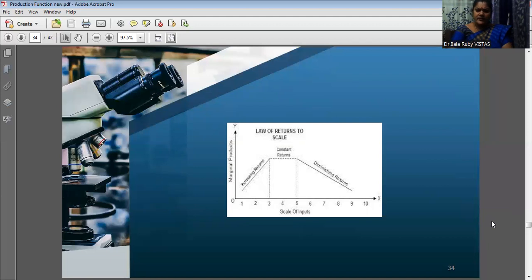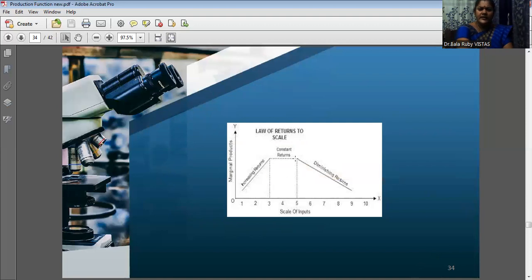In the x-axis, you measure the input, and in the y-axis, we measure the returns or marginal products. Initially it increases, then it remains constant, then it reduces. So the shape of this line is like this. The first stage is known as the law of increasing returns. If you see this line from this point to this point, it is the law of increasing returns, because here when input increases, the return also increases.